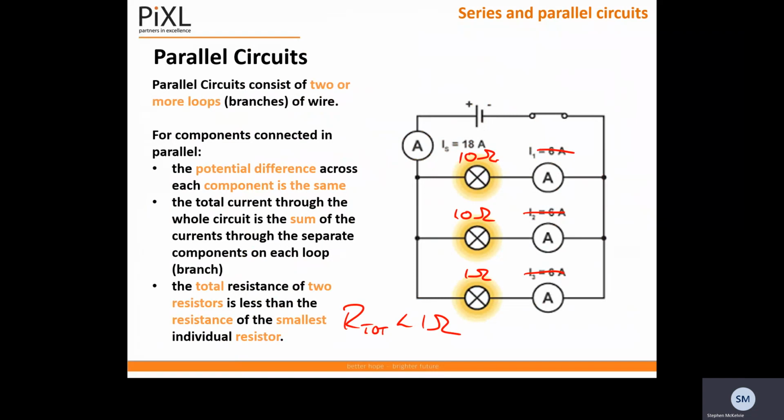You don't need to know why. If you'd like to know why, there's a video on that on YouTube, or you can come and ask us for lesson 6. But this is a rule to remember. The total resistance of 2 resistors is less than the resistance of the smallest resistor when we put components into parallel.